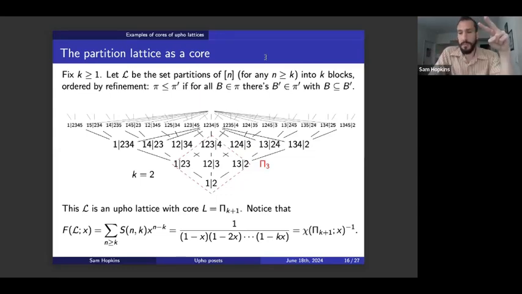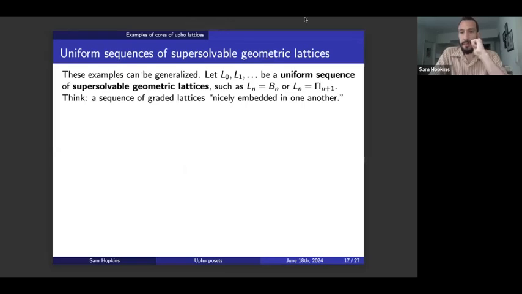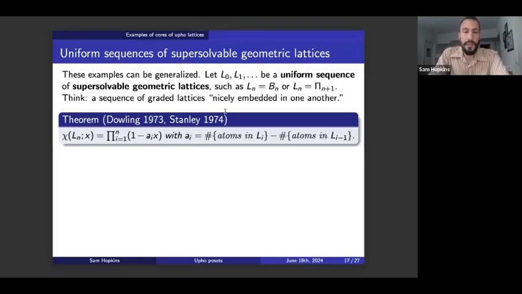And so these two examples, which realize the Boolean lattices and the partition lattices, can be generalized to what are called a uniform sequence of supersolvable geometric lattices. So this is going to be a sequence L_0, L_1, L_2, et cetera, of finite graded lattices where L_n has rank n. I don't want to define what these terms mean, but just think of them as a sequence of graded lattices that are embedded in one another in a nice way. These were studied by Stanley and by Dowling in the 70s.